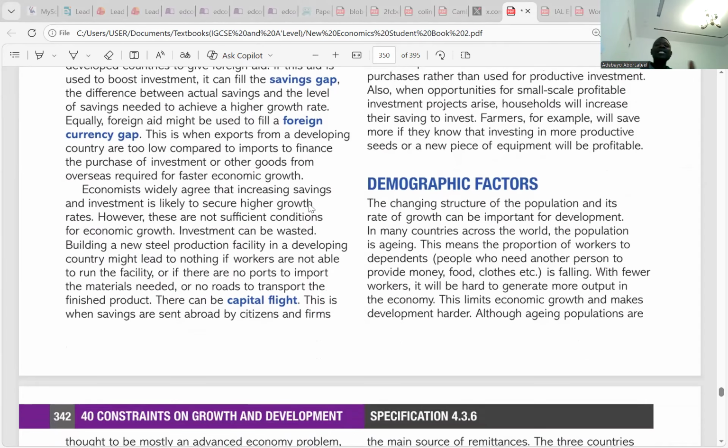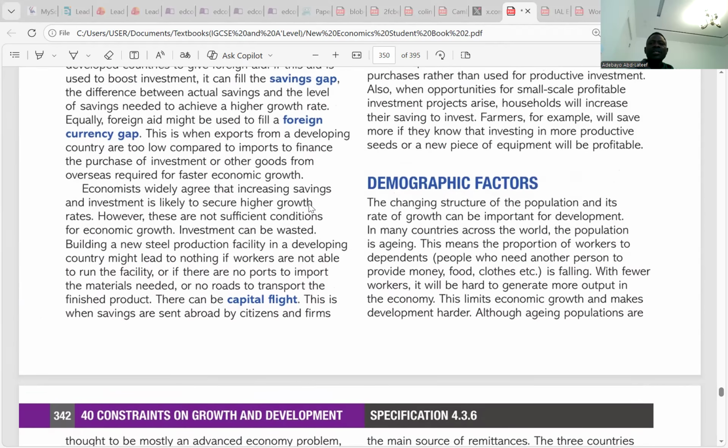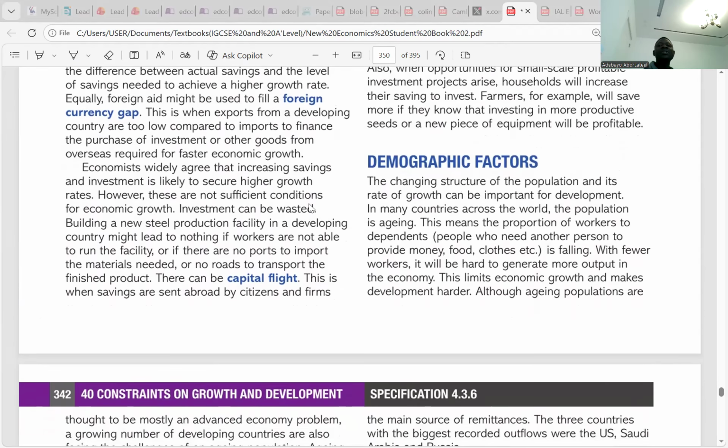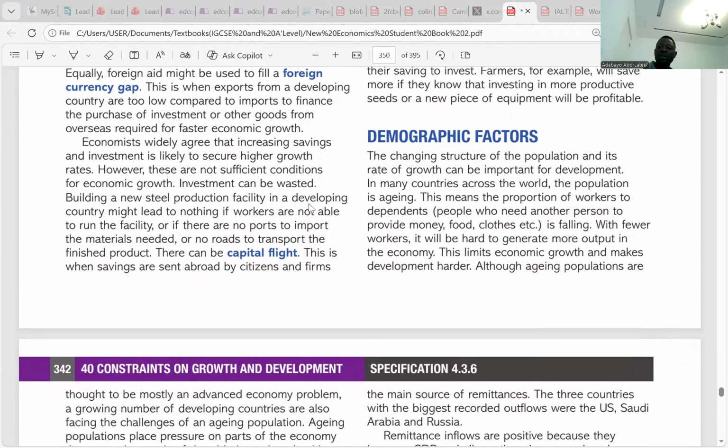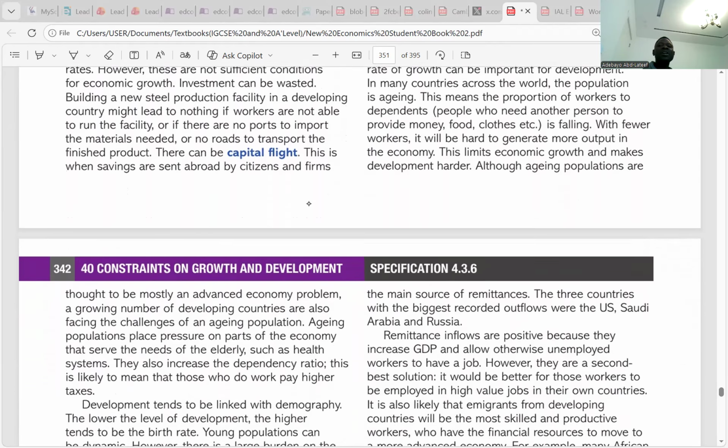So another factor that would hinder the growth or development of an economy is demographic factors. When we talk about demographic factors, we're simply talking about population. It says the changing structure of the population and its rate of growth can be important for development. In many countries across the world, the population is aging. This means the proportion of workers to dependents, people who need another person to provide money, food, clothes, etc., is falling. With fewer workers, it will be hard to generate more output in the economy. This limits economic growth and makes development harder.